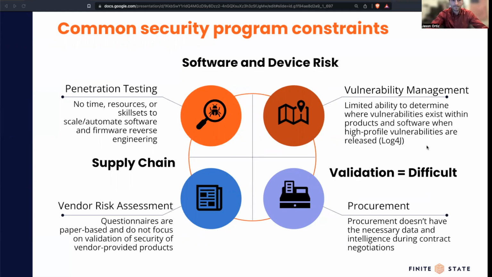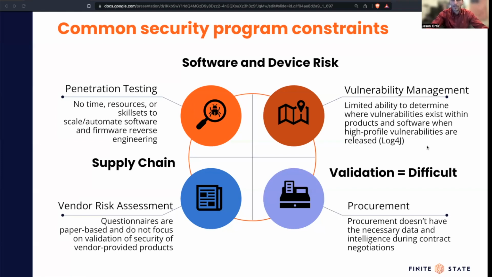On the pen testing side, of course, we do a lot of great pen testing work in the security community in general, but very little of that is actually reverse engineering of binaries or firmware or any sort of scaled automated software analysis. So that is a big blind spot. If we don't even know what's in our software, how are we going to reverse engineer it?